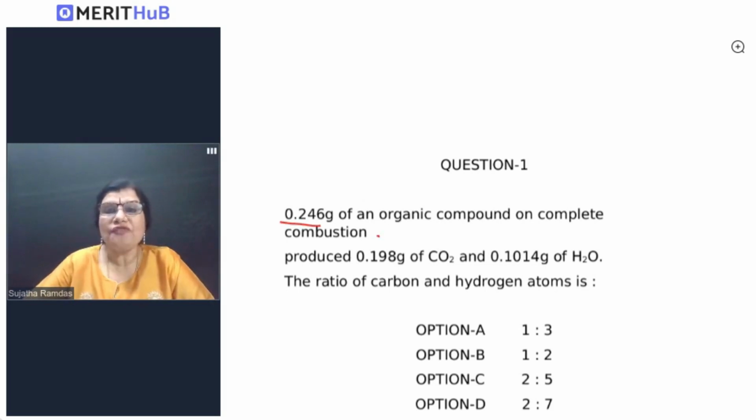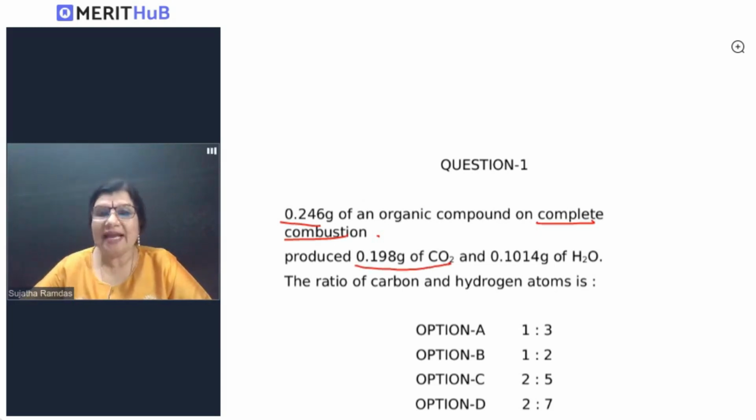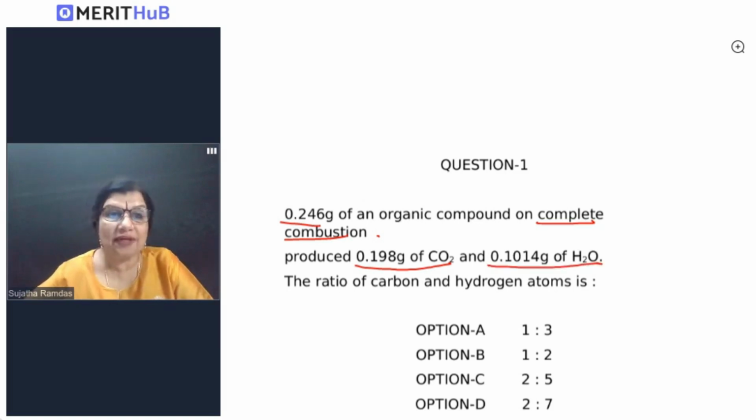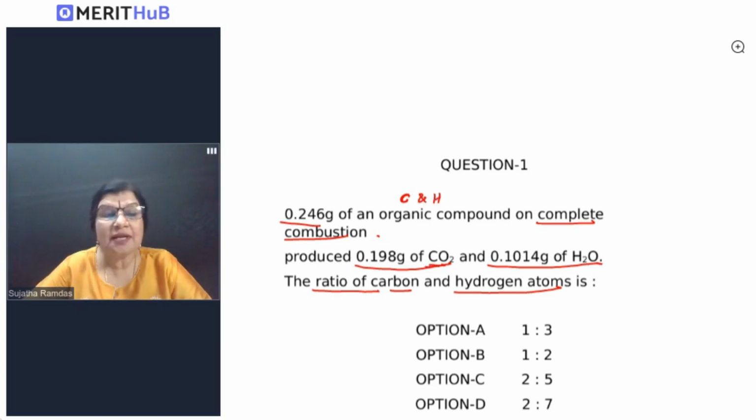0.246 gram of an organic compound on complete combustion produced 0.198 gram of carbon dioxide and 0.1014 gram of water. You need to find out the ratio of carbon and hydrogen atoms. Okay, you know that carbon dioxide and water are the products of complete combustion of an organic compound. All the carbon present in the organic compound is converted to carbon dioxide, and all the hydrogen present in the organic compound is converted to water.